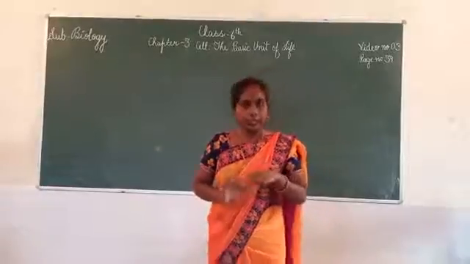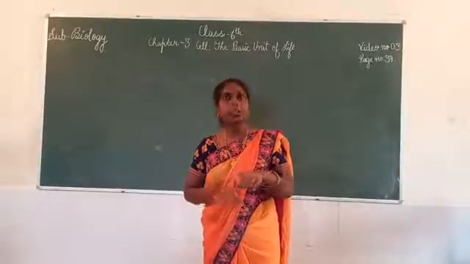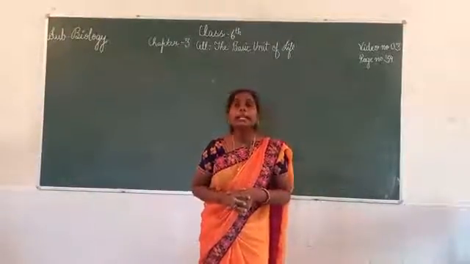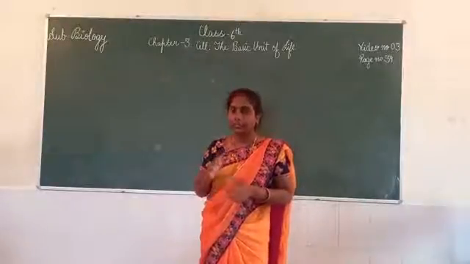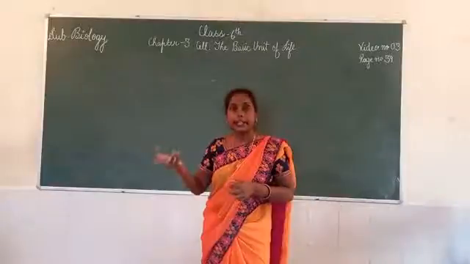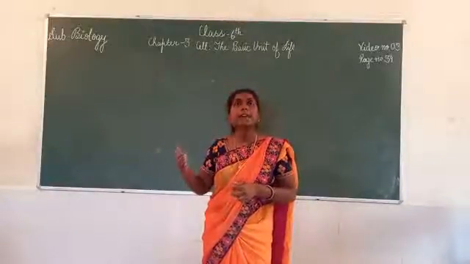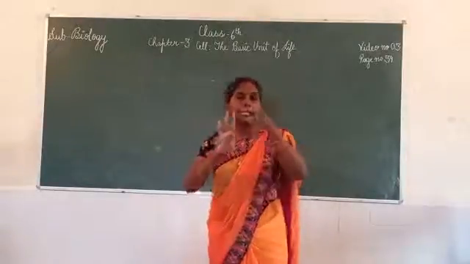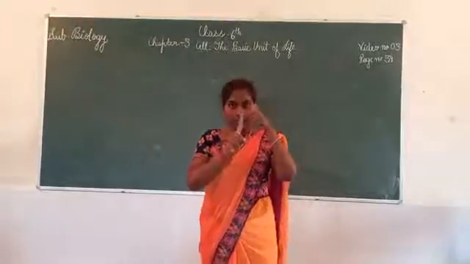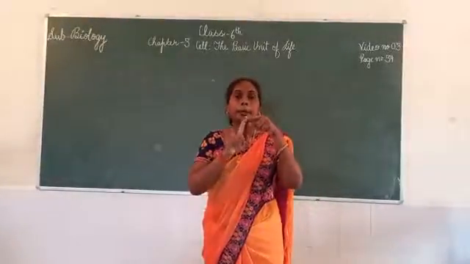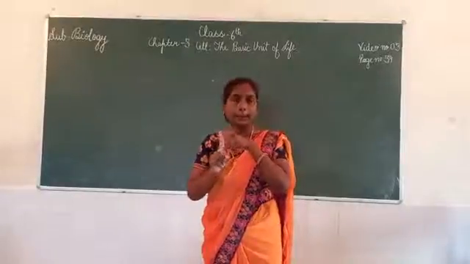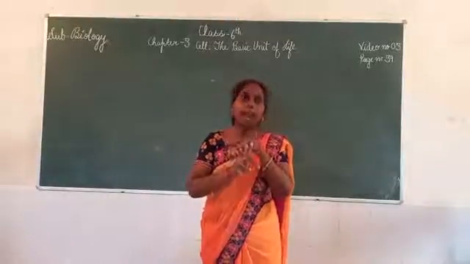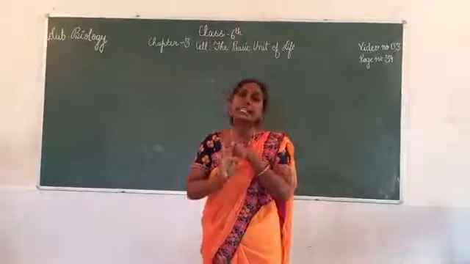And the third point, which was later added by Rudolf Virchow, is that new cells arise from pre-existing cells. It means that new cells are formed only from the cells that already exist. So there were 3 points in the cell theory. First, all living organisms are made up of cells. Second, the cell is the basic unit of structure and function of all living organisms. And third, new cells arise from pre-existing cells.